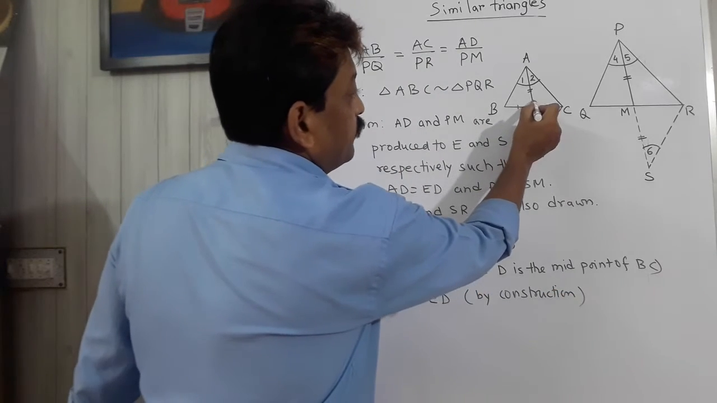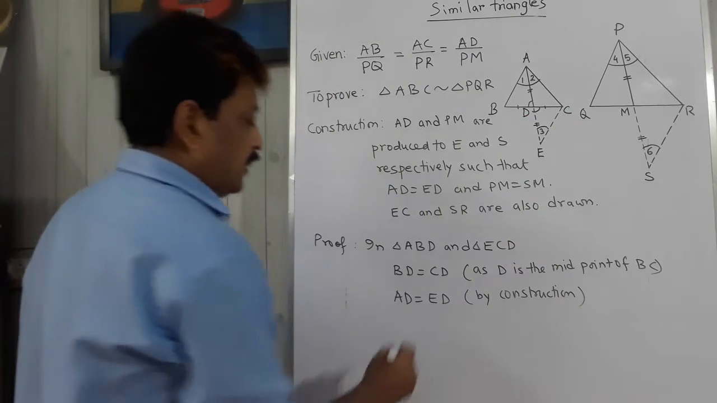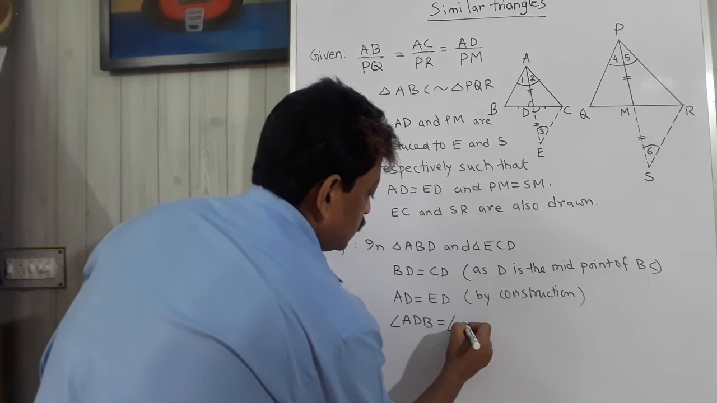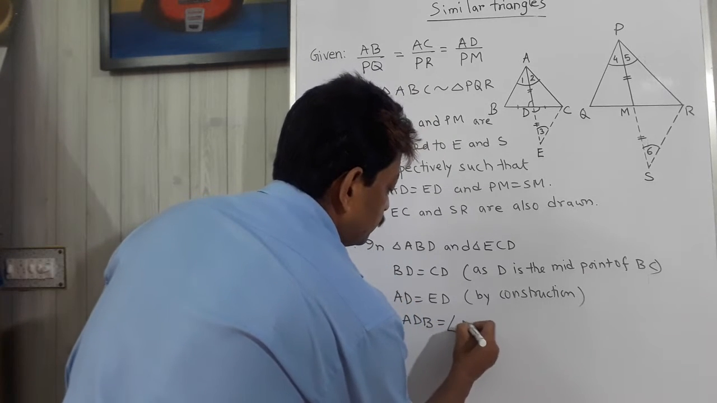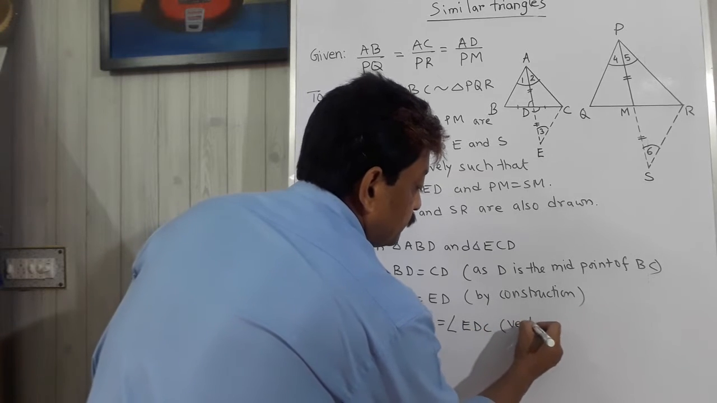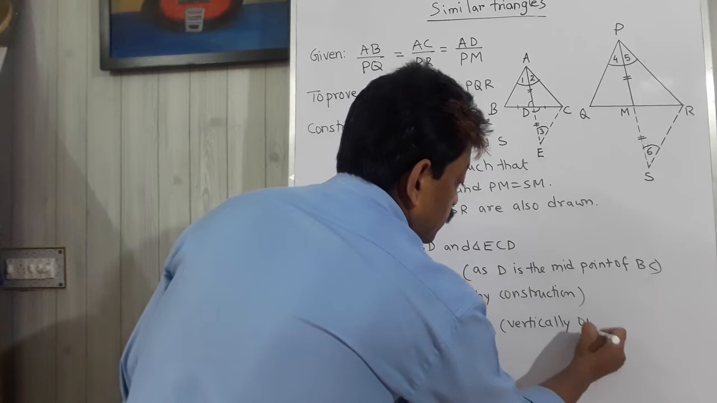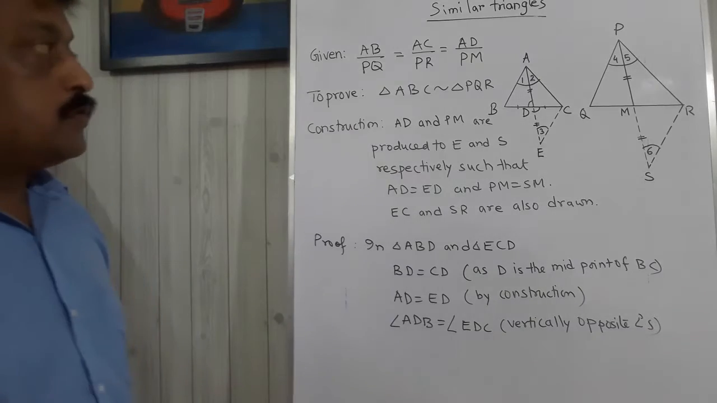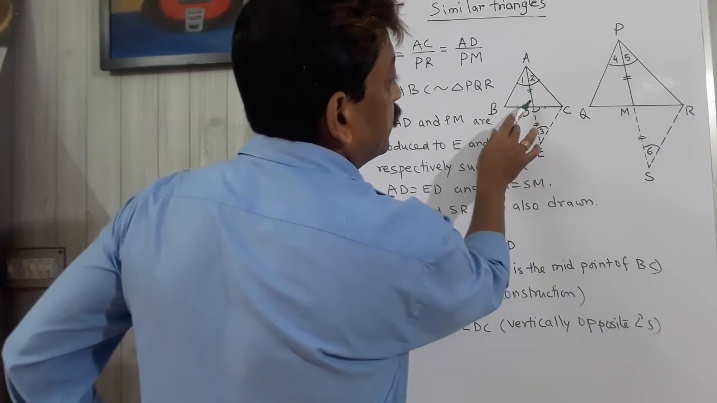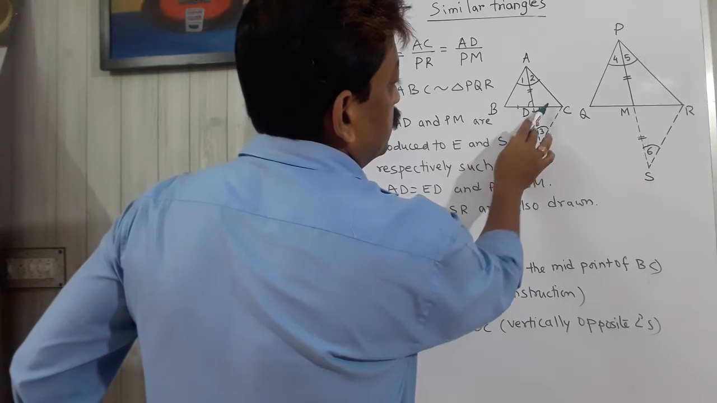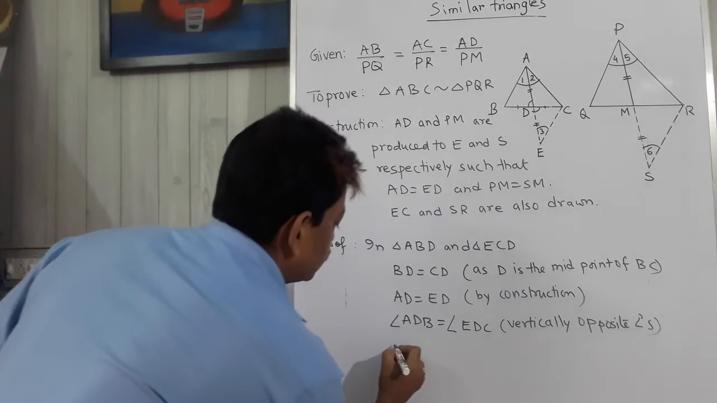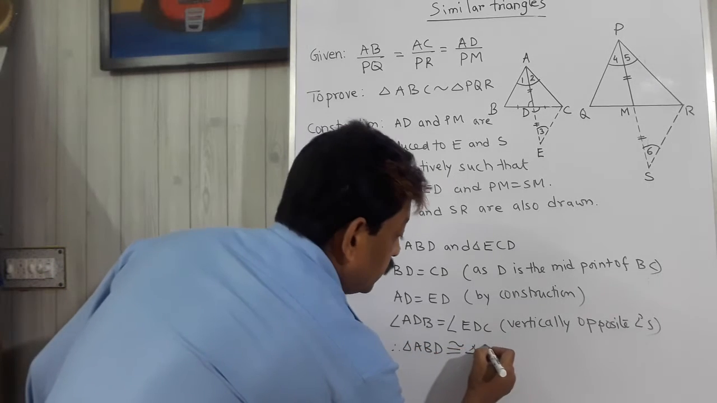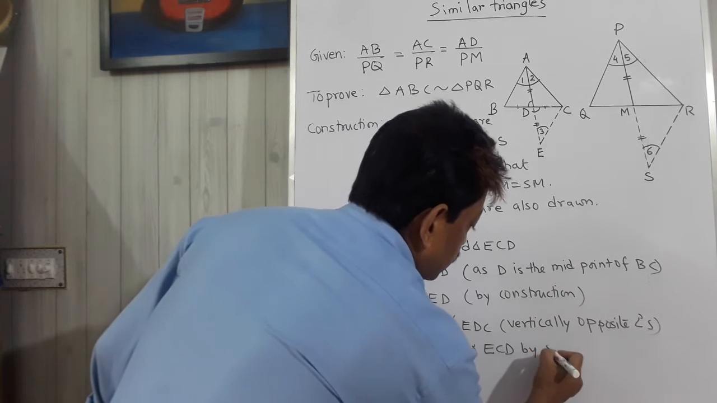And these two are vertically opposite angles. They are also equal. Angle ADB is equals to angle EDC, vertically opposite angles. So these two sides are taken and the included angle of this triangle is equals to these two sides and the included angle. Therefore we can say that triangle ABD is congruent to triangle ECD by SAS.